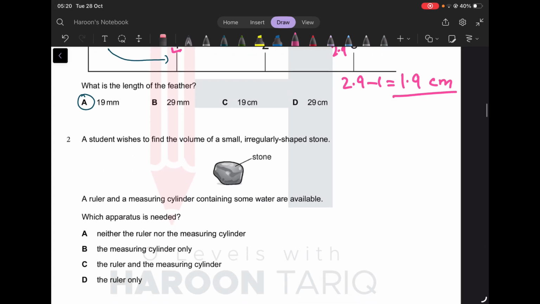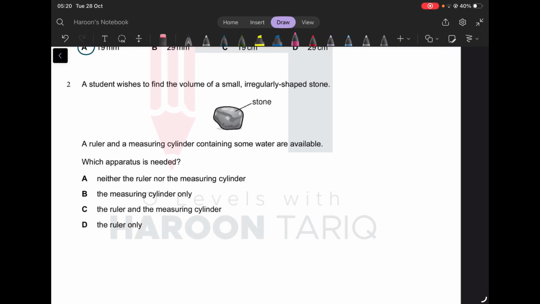A is the answer. A student wishes to find the volume of a small, irregularly shaped stone. So this is an irregularly shaped stone, an irregular object. A ruler and a measuring cylinder containing some water are available. Which apparatus is needed for this? Because this is an irregularly shaped stone, we only need a measuring cylinder. We'll use displacement of water. We don't really need a scale. We just need a measuring cylinder. So B has to be the correct answer.